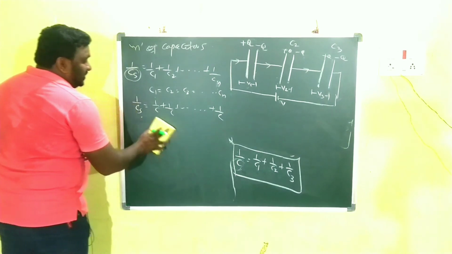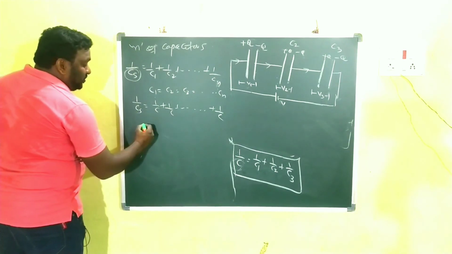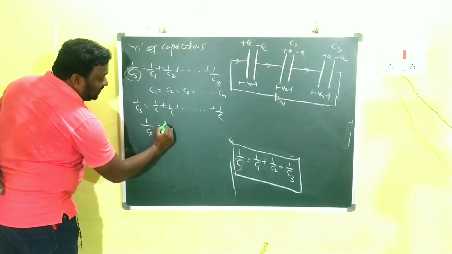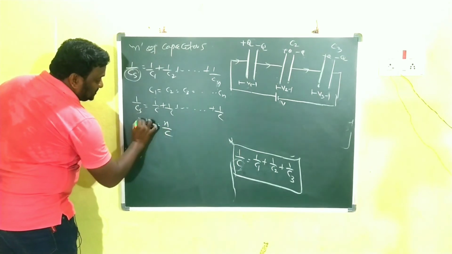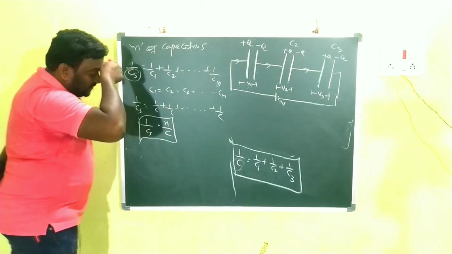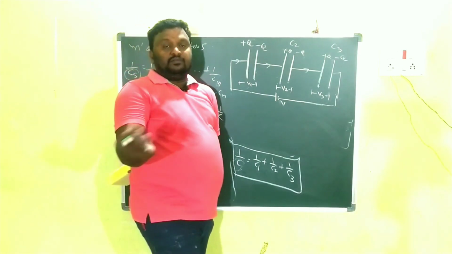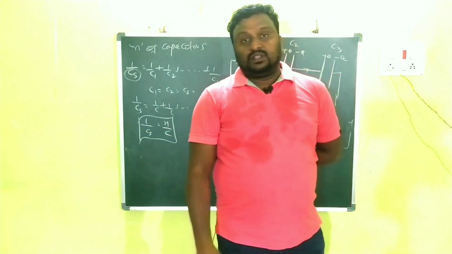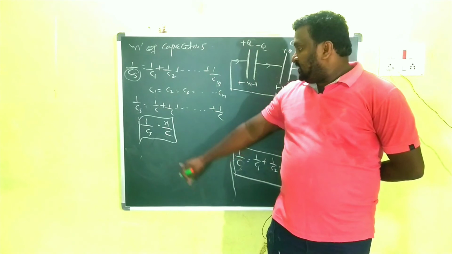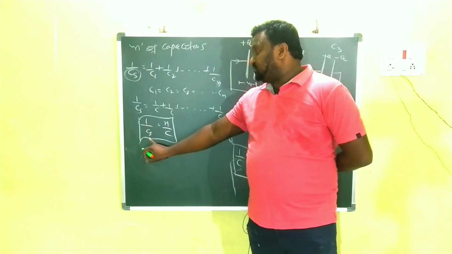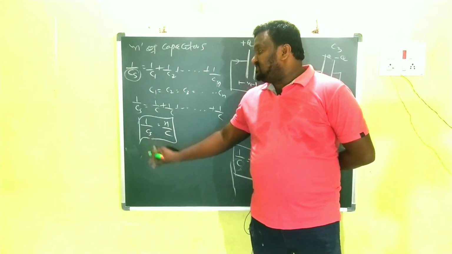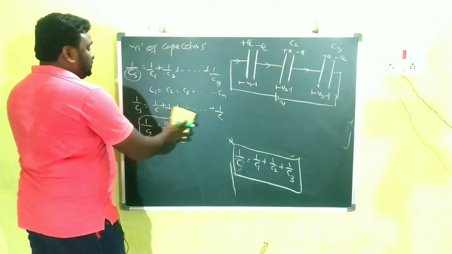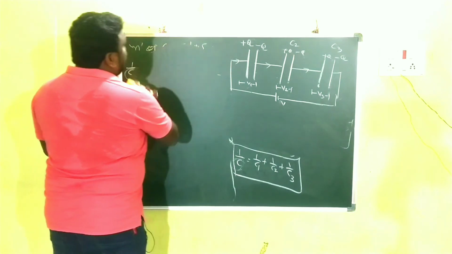This is a very simple logic in problems. You have to observe this: 1 by CS is equal to N by C. This is another key point. When we have a number of capacitors with equal capacitance value, you can easily find the equivalent capacitance like this: 1 by CS is equal to N by C, or CS is equal to C by N.